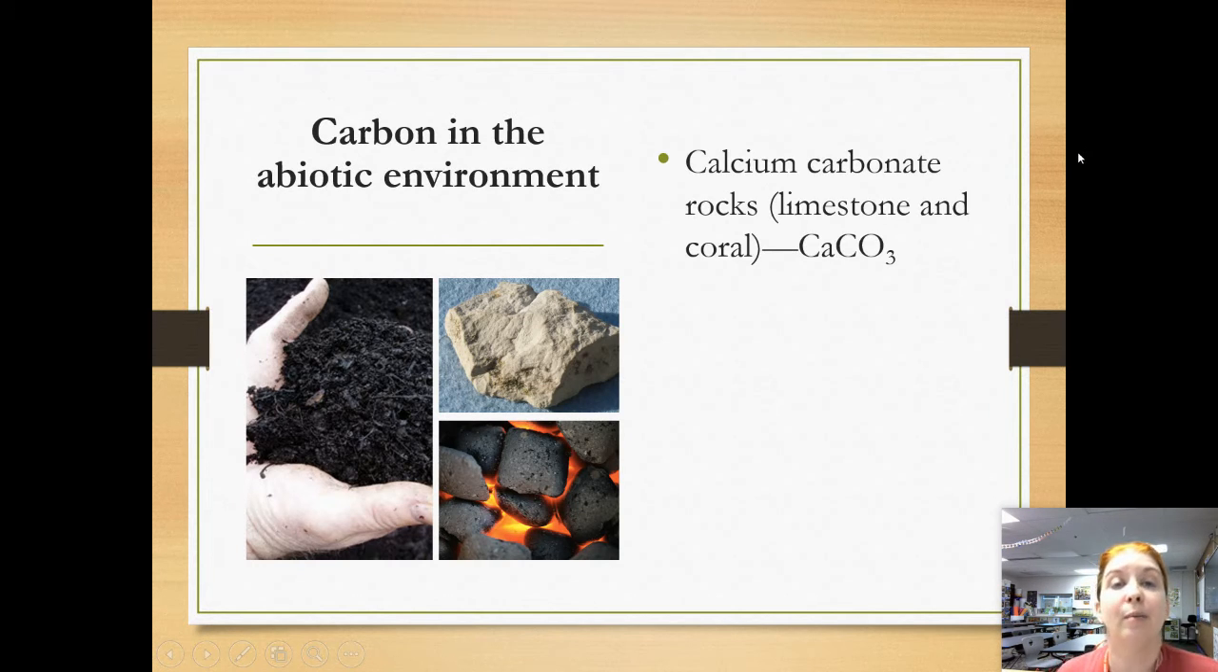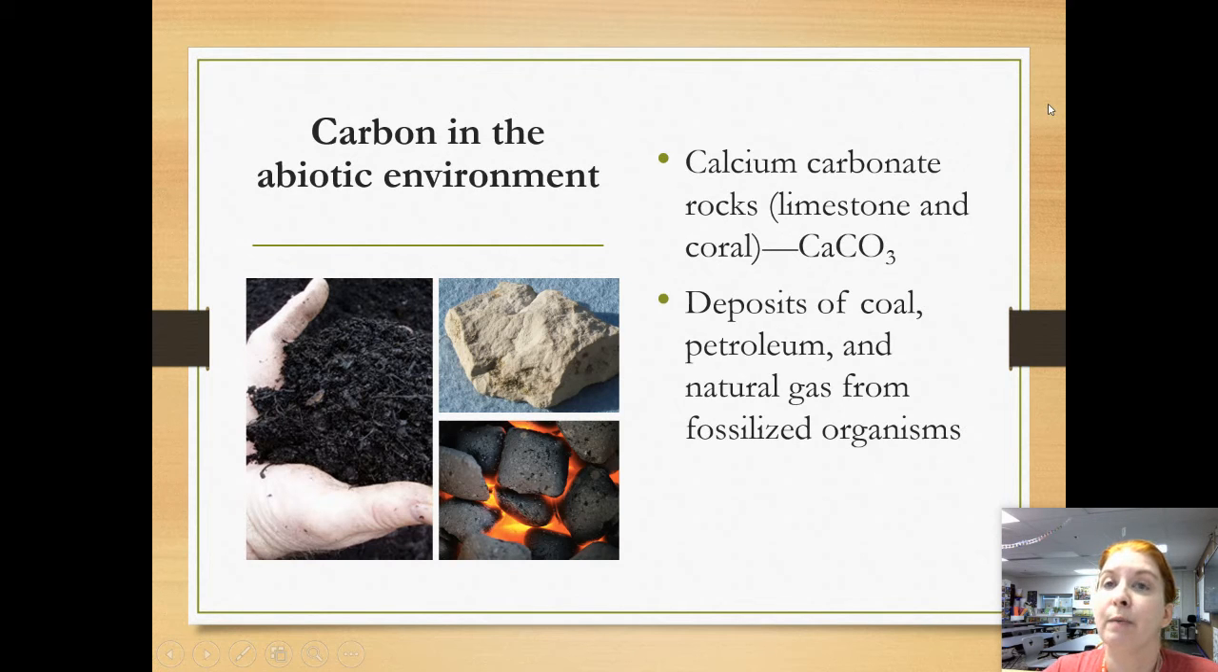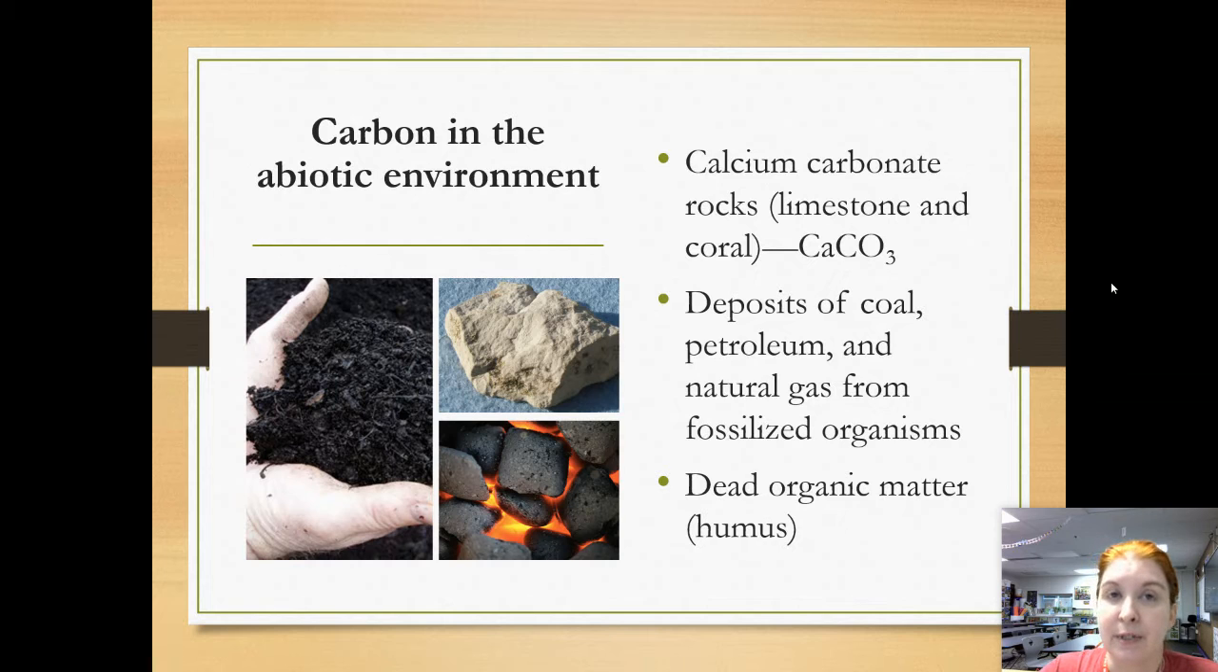So we have calcium carbonate in rocks. Things like limestone and coral are made from calcium carbonate. And then we also have deposits of coal, petroleum, and natural gas from fossilized organisms. Abiotic is still non-living. Once you become fossilized, you're no longer living, you're a rock. And dead organic matter or humus. Some people say humus, I say humus. So you have all these dead things or things that were not alive.